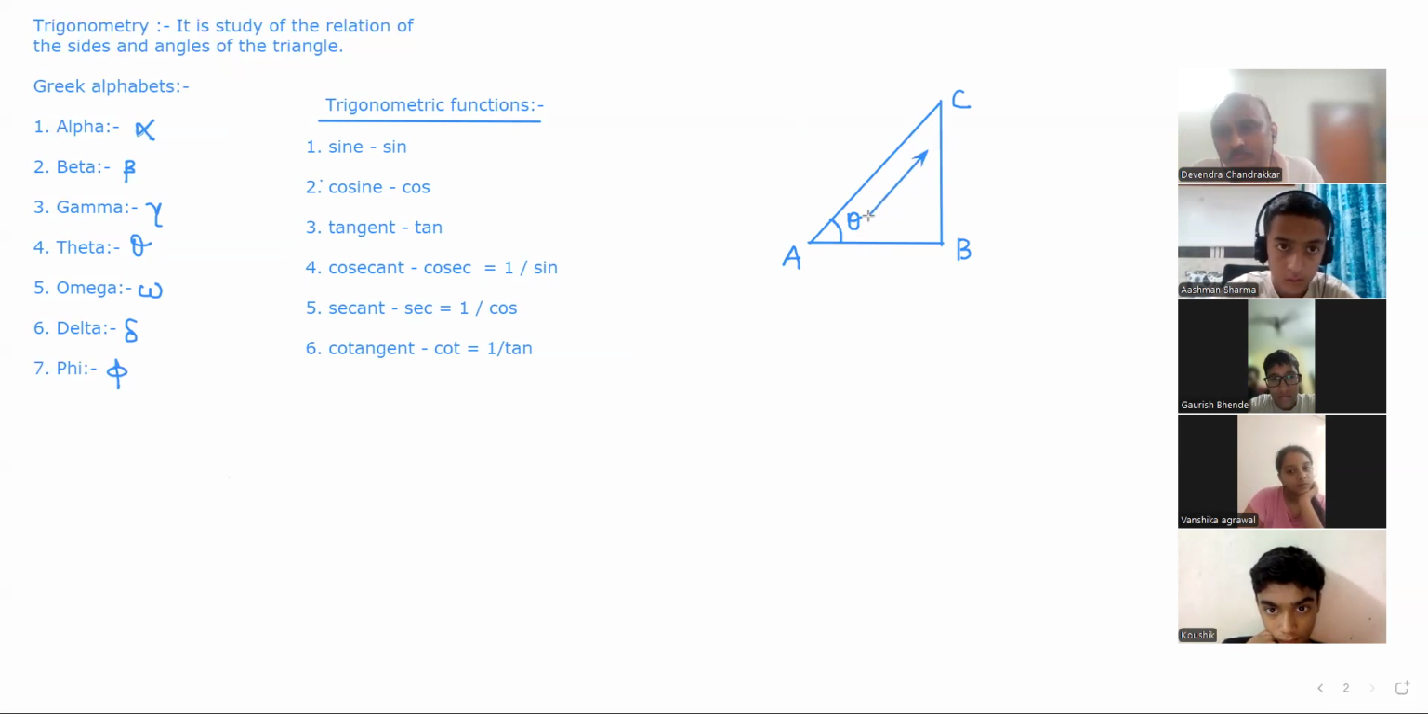If this angle is theta, then the side opposite to it is called the perpendicular side of the triangle. Let's name it as P. I will name it as P, and this is the perpendicular.